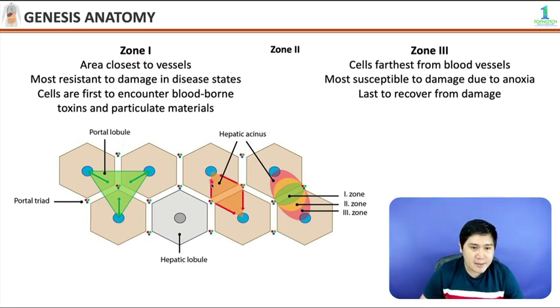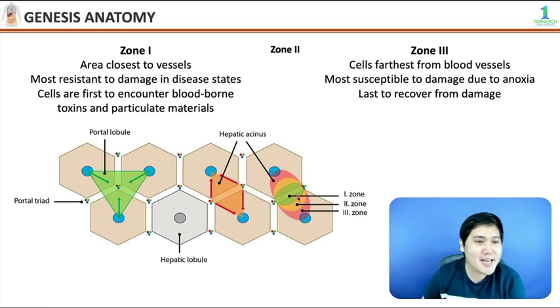So when you look at it, this is the hepatic acinus, diamond or ellipsoidal. It is divided into three zones. Zone 1, zone 2, orange, and zone 3, red. Zone 1 is closest to the vessels.